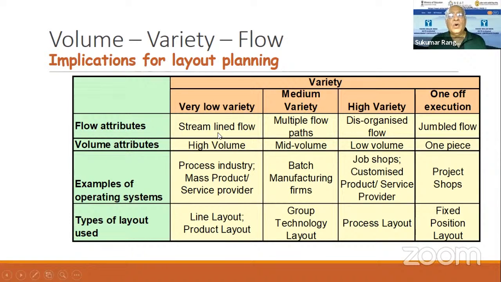Usually low variety, high volume; mid variety, mid volume; high variety, low volume of each one of them. Totally the volume may be very high, but for each of the varieties, the volume may be very low. And one-off execution is like one piece by one piece, or maybe 10 pieces, 20 pieces, that kind of thing. It's not very high volumes there. Examples of operating systems. So here it is usually for process industry, mass products or mass service providers.